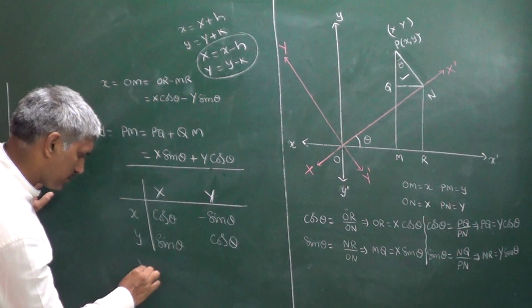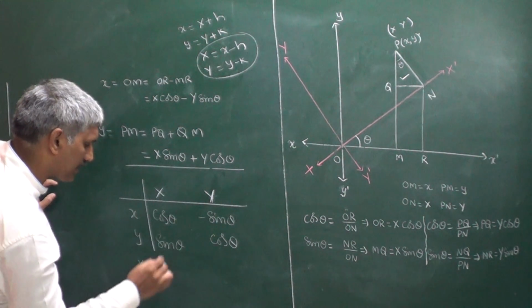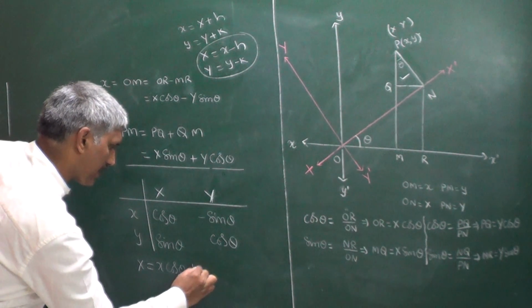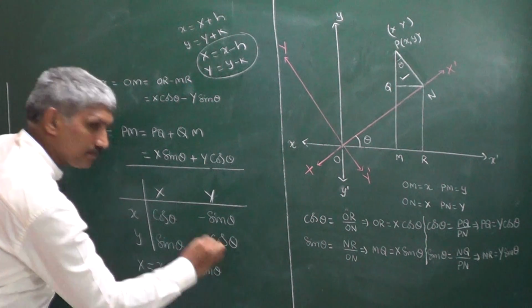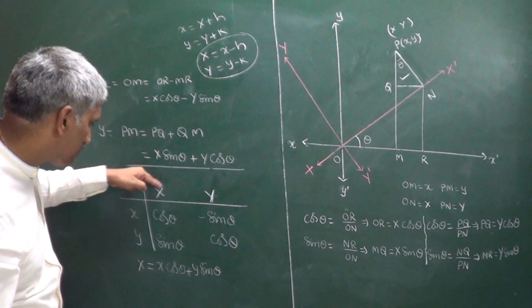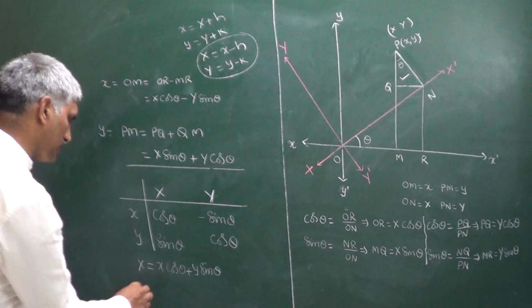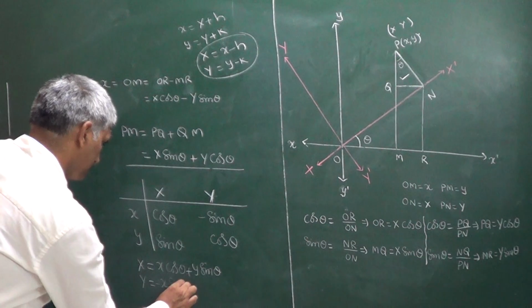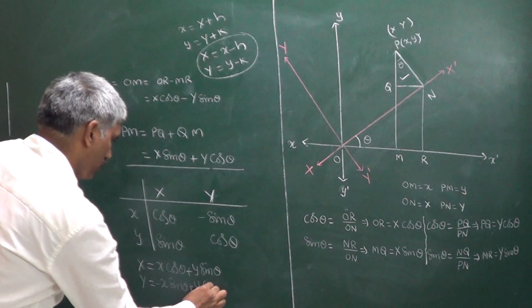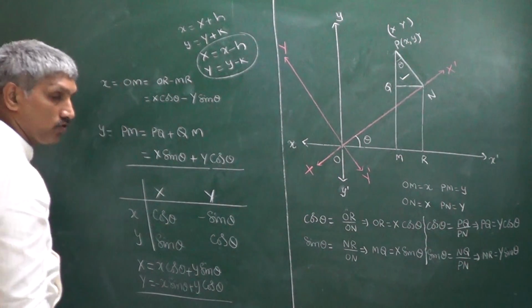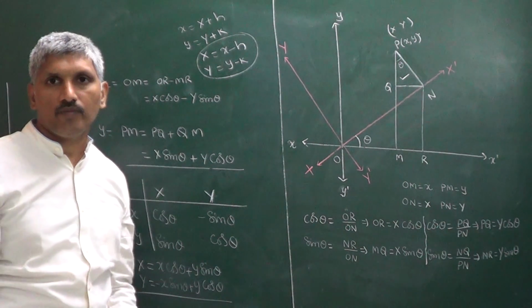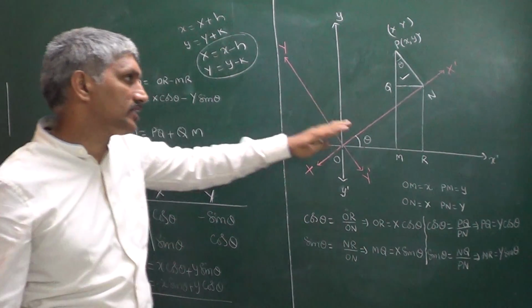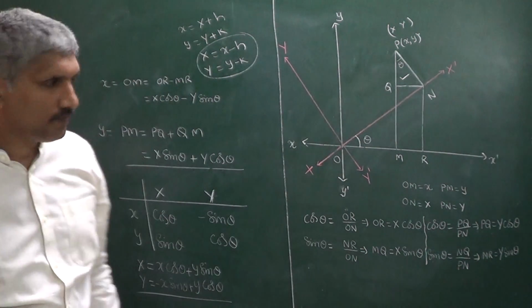So I am saying again, capital X is equal to x cos theta plus y sin theta, right? Capital X is equal to x cos theta plus y sin theta, whereas capital Y is equal to minus x sin theta plus y cos theta. So these are the positions when the origin is shifted, this one. When the axes are rotated, this one.